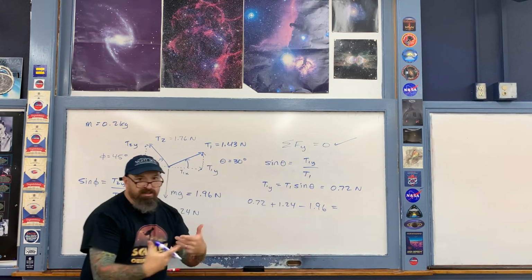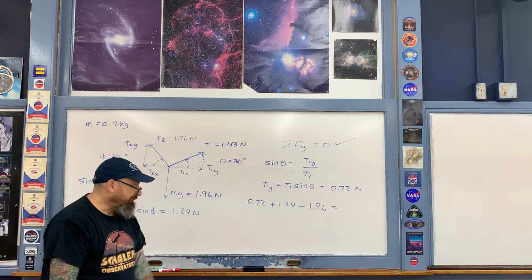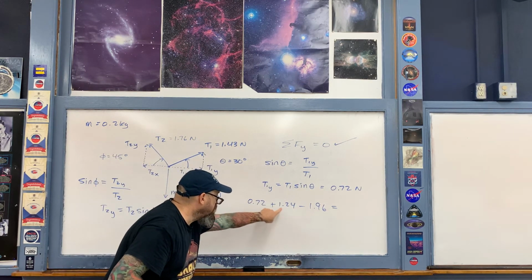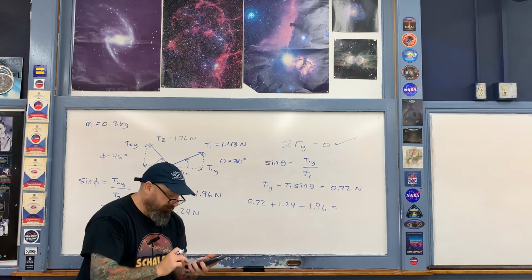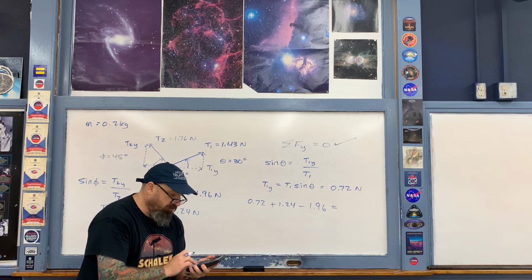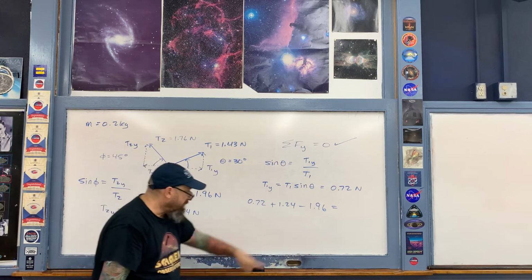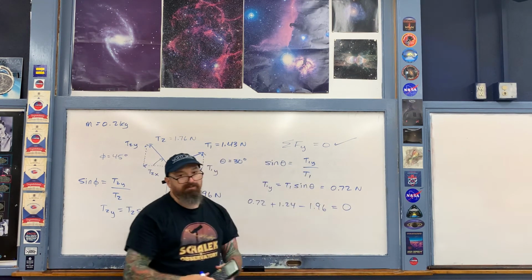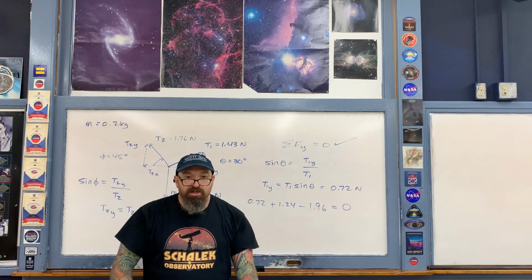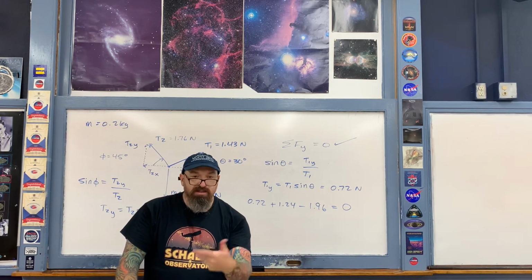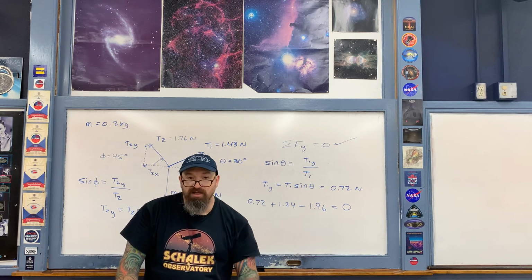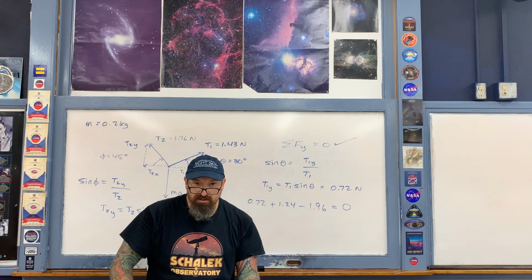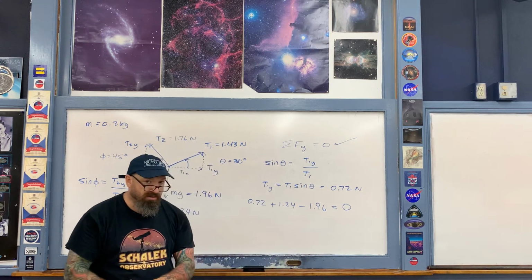These, minus a little bit of round-off error, should add up to 0. Take a look at the math: 0.72 plus 1.24, sure enough, is 1.96, which cancels out with this 1.96, and therefore the sum of the forces is equal to 0. So if an object is at rest, it has an acceleration of 0, it's at a constant velocity of 0, and this means that the forces acting upon it all have to cancel each other out. That's what we've shown in this example.